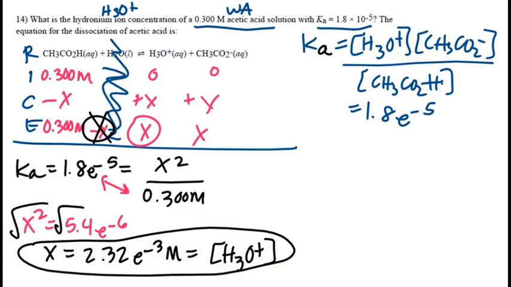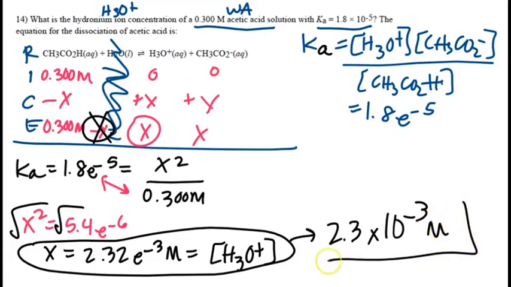Now, of course, I do have 3 significant figures here. I'm going off of the acetic acid concentration they gave me, but because they gave us a Ka value that has a lower number of significant figures, this also could be 2.3 times 10 to the negative 3 molar. Okay, folks? So those are the two answers I will accept for this, which are basically the same thing.